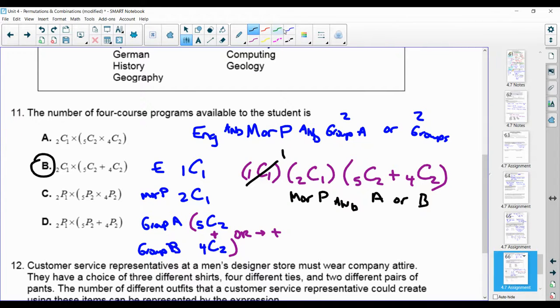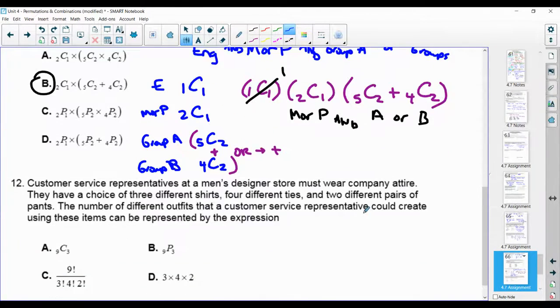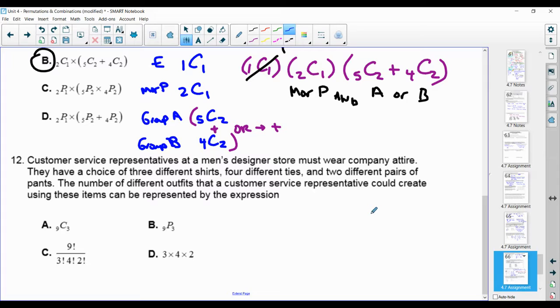Moving on to number 12. It says customer service reps at a men's designer store must wear company attire. They have a choice of 3 different shirts, 4 different ties, and 2 different pairs of pants. The number of different outfits that a customer service rep could create using these items can be represented in the expression. Well, this is a basic fundamental counting principle problem. So this is the ones that we started off with right at the start of the unit.